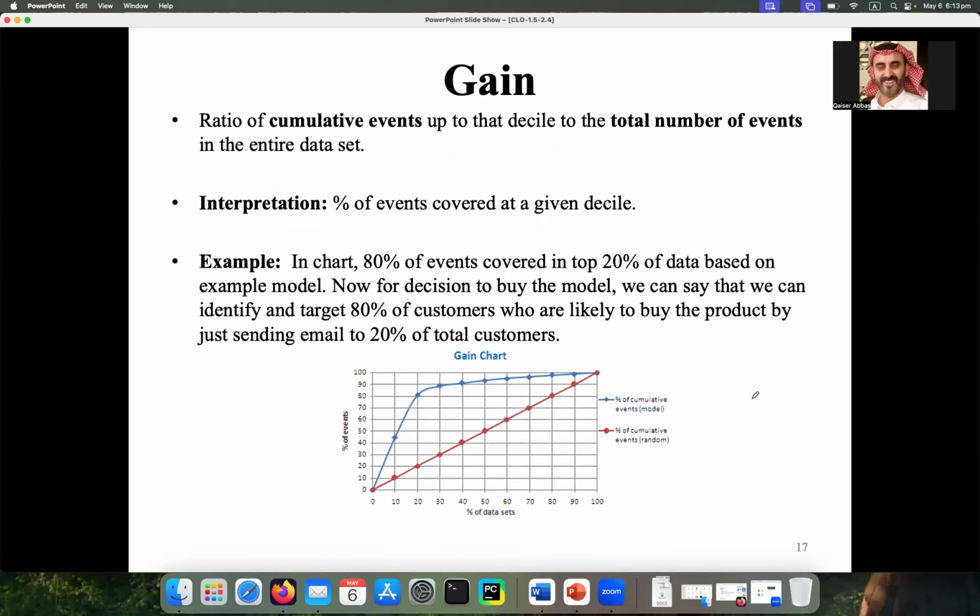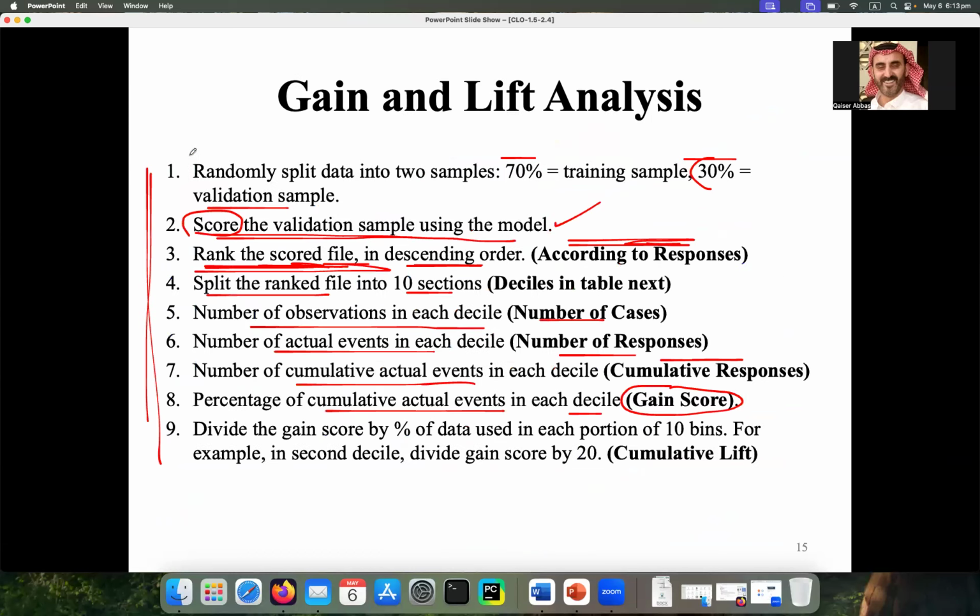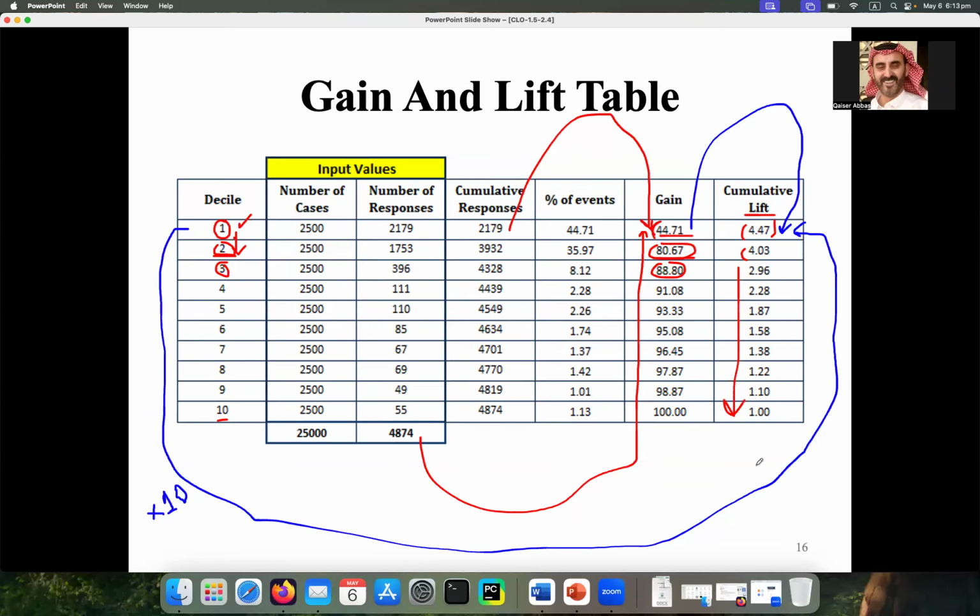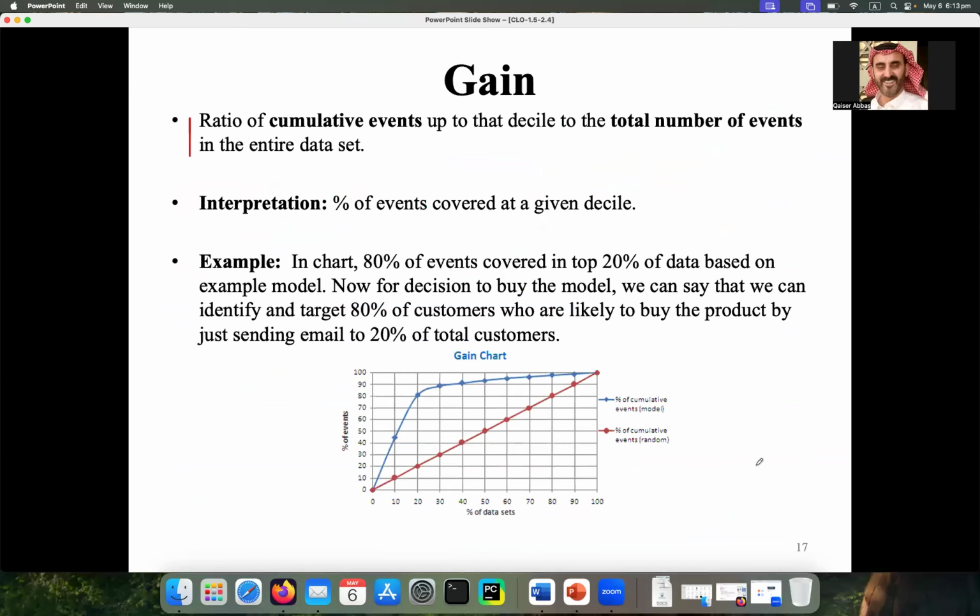Now we will talk about what is gain and what is lift. We now know how to calculate the values, but now we will see the definition of gain. That definition is already there on the slide, gain score and cumulative lift, but now you can see these definitions again in a more formal way. So gain is a ratio of something to something. What is that first something? Ratio of cumulative events.